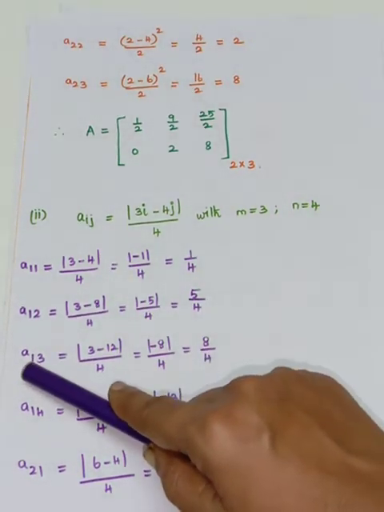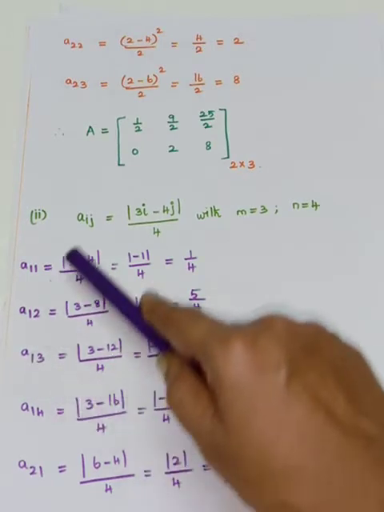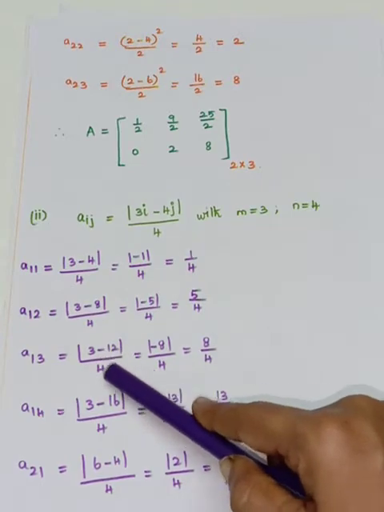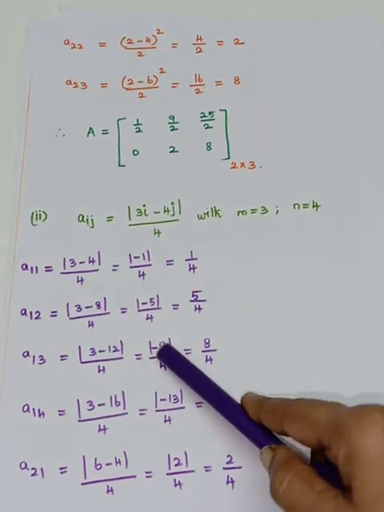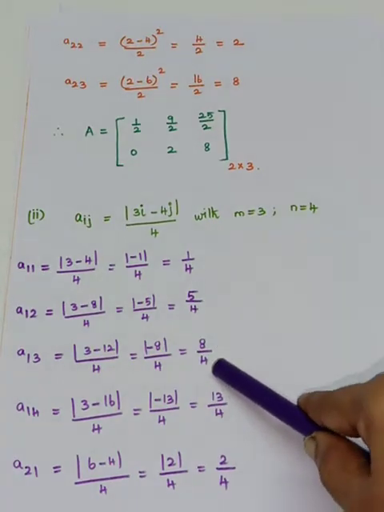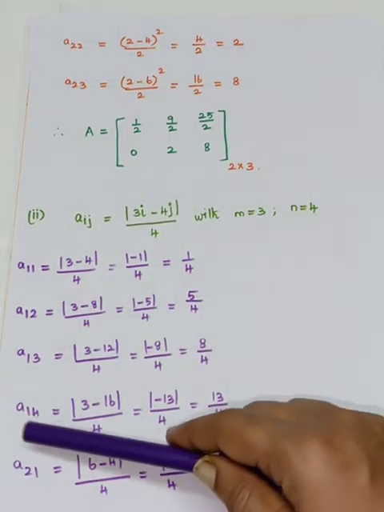Next you have to go for A13. So i is 1 and j is 3. So when you substitute, it is 3 minus 12 by 4. So that is modulus of minus 8 by 4. Modulus of minus 8 is 8 by 4.